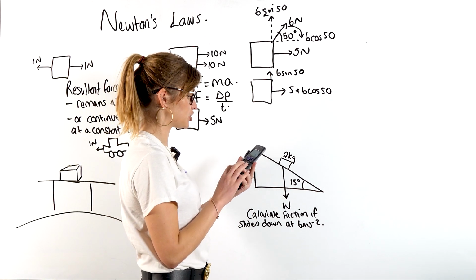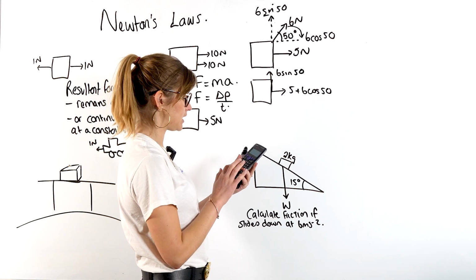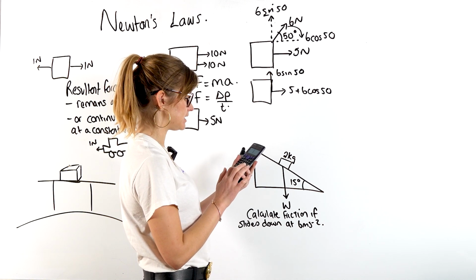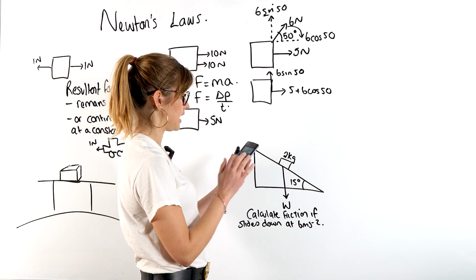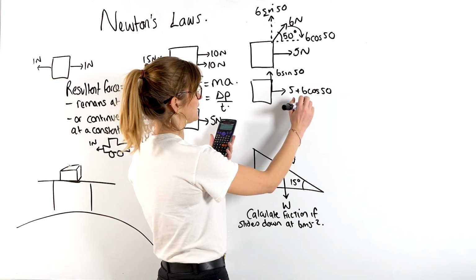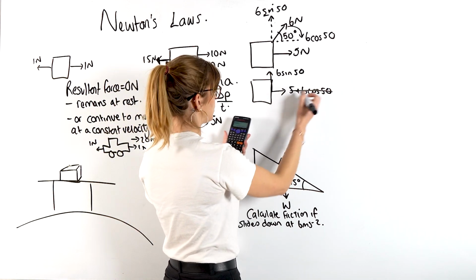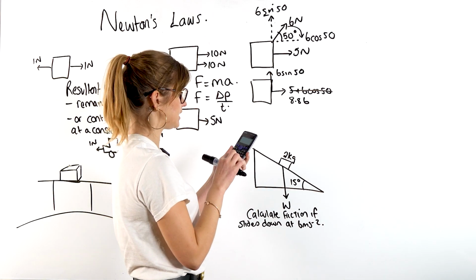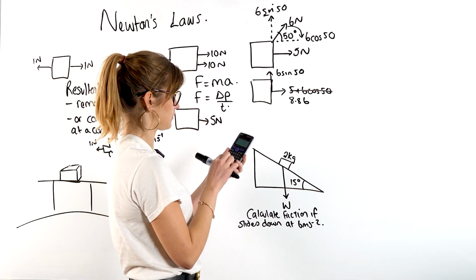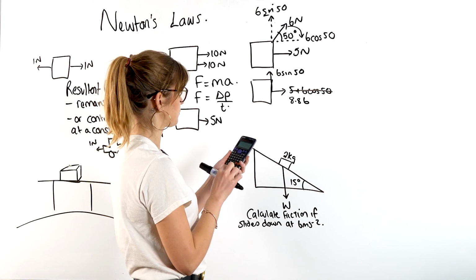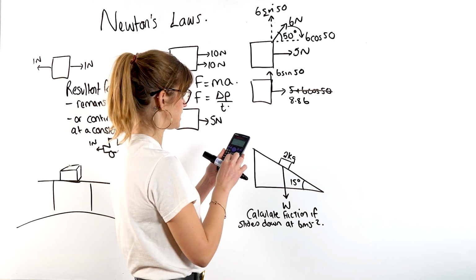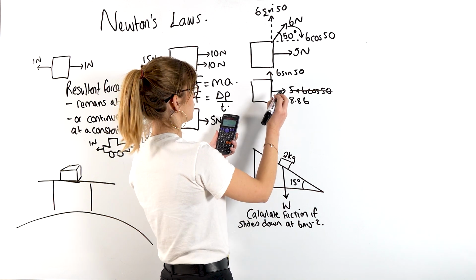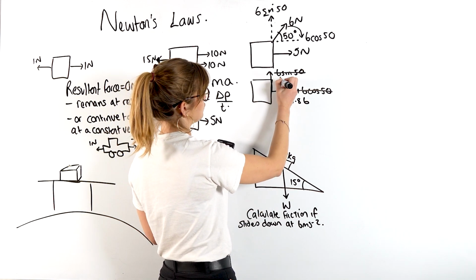So what I would do is make sure your calculator is in degree mode, do cosine of 50, multiply it by 6, and add 5. The total we get there becomes 8.86. Then we can do sine of 50 multiplied by 6, and that upward force becomes 4.596, or 4.6.